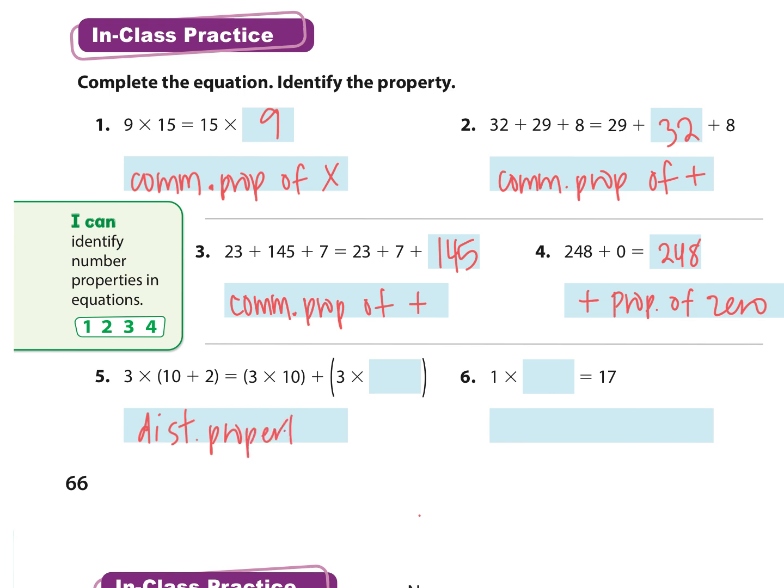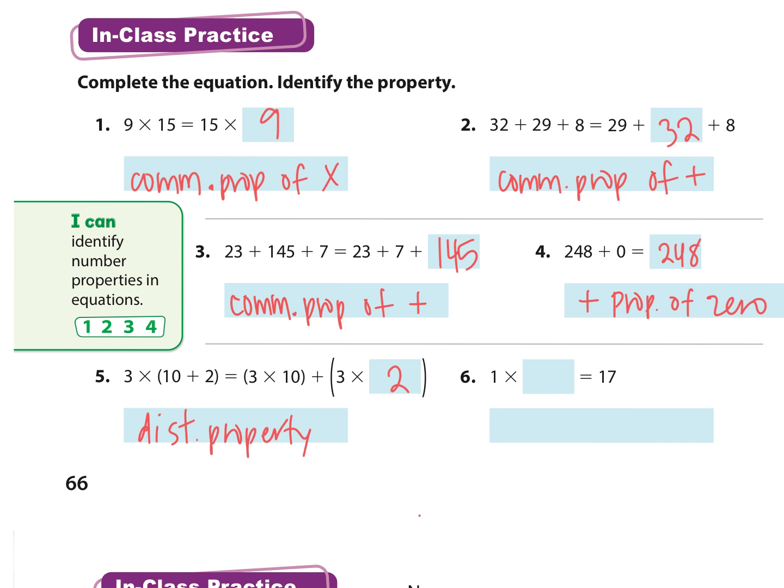Do we know what my missing number would be? 10. It's Olivia's, thank you. Okay, so I have 3 times 10, and then I have, remember Oprah, you get a 3. So I have 3 times 10, but then I have 3 times what? 2, very good.